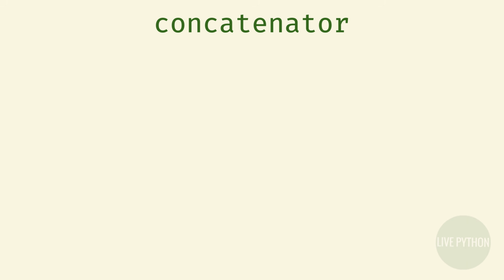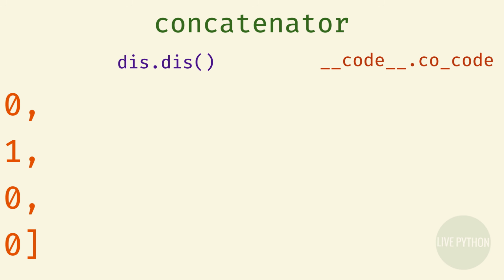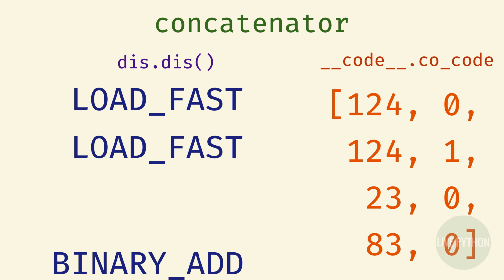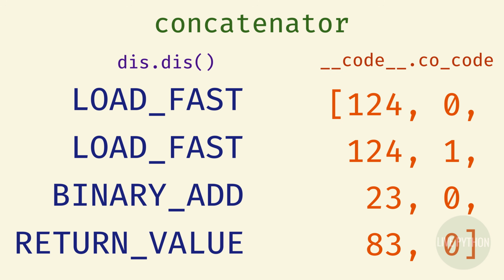So we've ascertained that this is 8 bytes in total, but we only have 4 instructions, and when we take a closer look at the numbers, it's interesting to find out that the 124 actually represents LOAD_FAST, the first instruction. And then we have another LOAD_FAST, and so the next number in our list will be 124, as 124 is the number that represents the LOAD_FAST opcode. Then we have a 23, and that's representing BINARY_ADD, and 83 RETURN_VALUE.